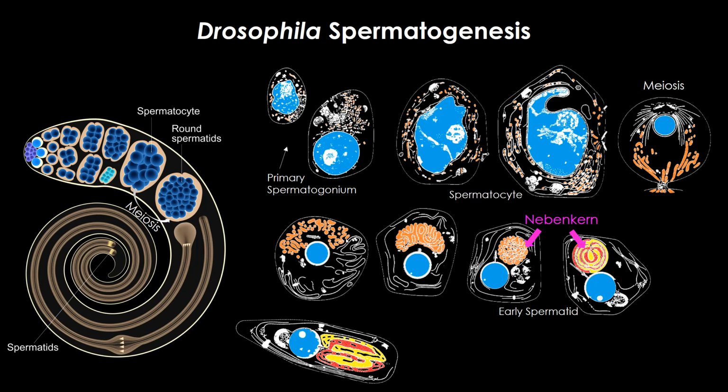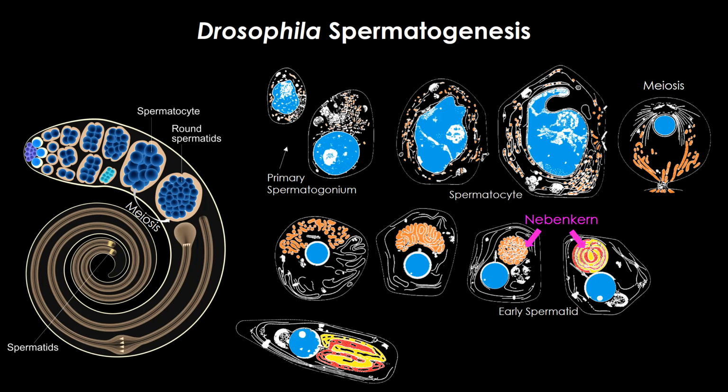And in this stage, something really unique happens. All the mitochondria aggregate next to the nucleus, and they start to fuse, forming this giant sphere of mitochondria. It's almost 6 microns in diameter. And this sphere is called the Nebenkern. Nebenkern in German means next to the nucleus.